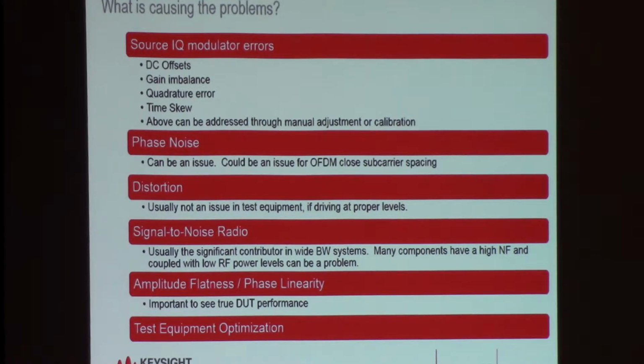Usually in receivers, we have equalizers that will correct this, but if we want to really understand the performance with the test equipment, we want to make sure that it has a flat response, so we're making sort of metrology grade performance. And then lastly, I put here test equipment optimization. And what do I mean by that?